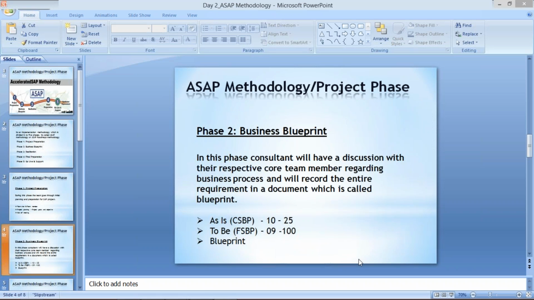So once we have received the as-is document, based on that as-is, we are going to do our analysis, and then we have to prepare a document. We are also going to list out certain things, like whatever things they have said.